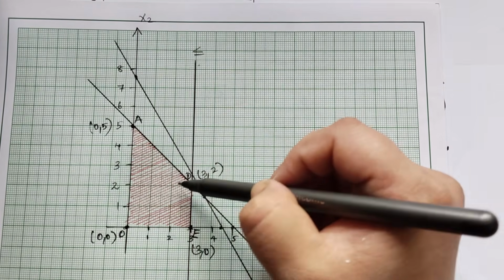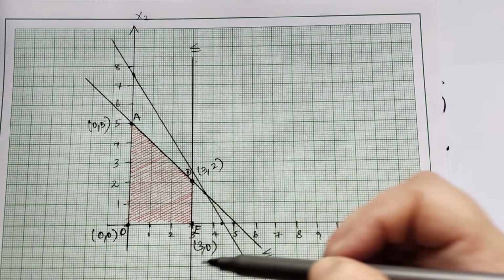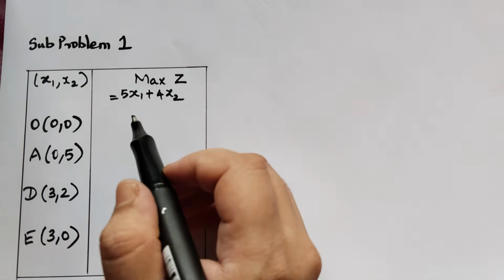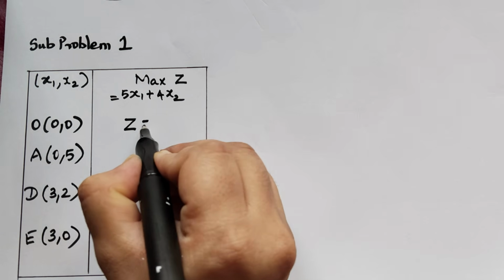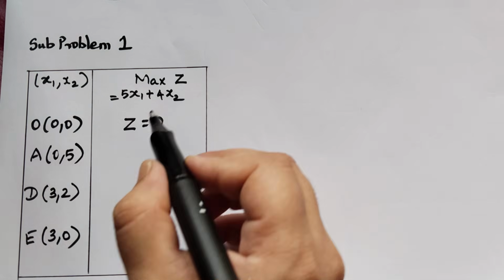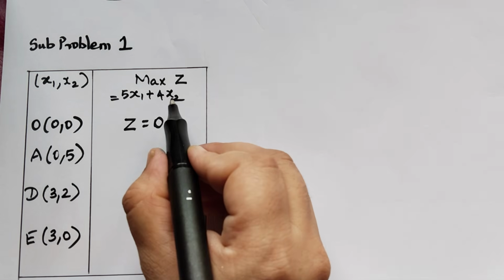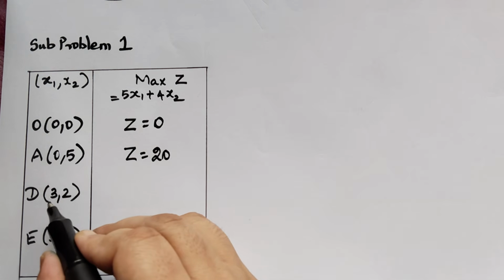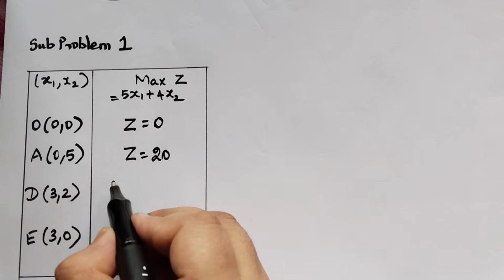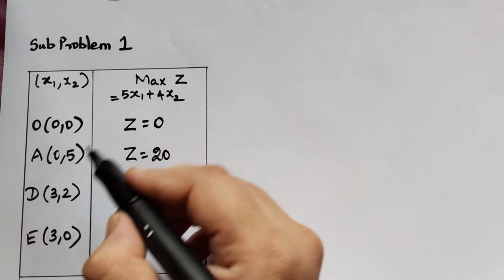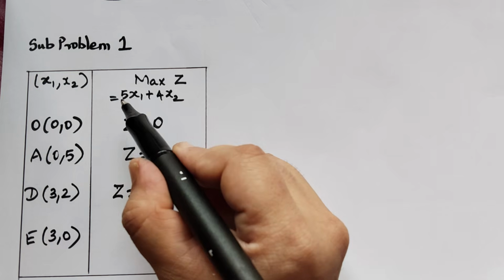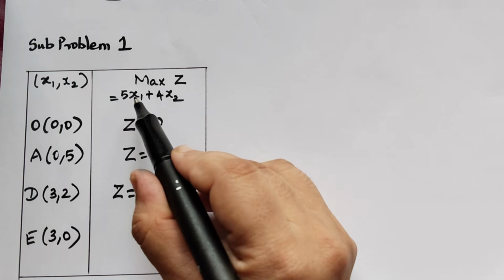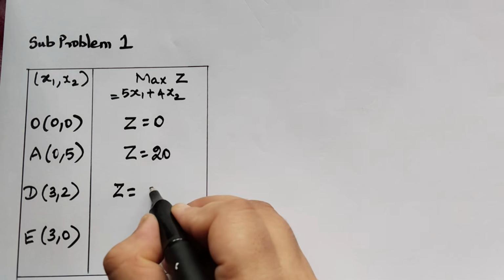Now at these points we have to find the value of z and see which gives us the maximum. So here we have the solution space for subproblem 1. At 0 comma 0, z is equal to 0, as we have seen previously. At 0 comma 5, if you put x1 as 0 and x2 as 5, we get z equal to 20. And then at 3 comma 2, that is the point D, the value of z will be, if you put x1 as 3, 5 times 3 is 15, and then x2 as 2, 4 times 2 is 8. So 15 plus 8, which is 23.